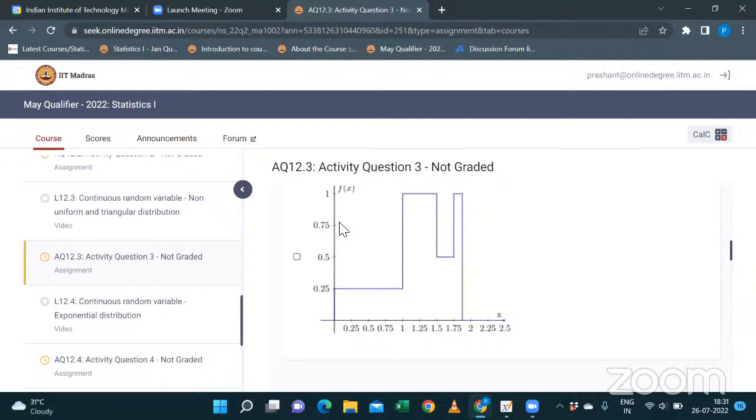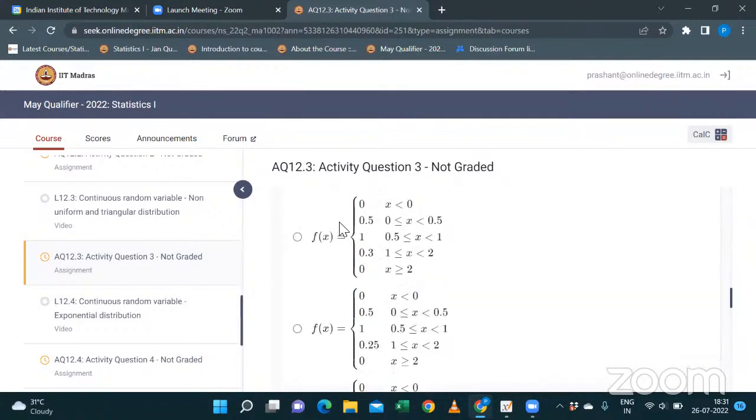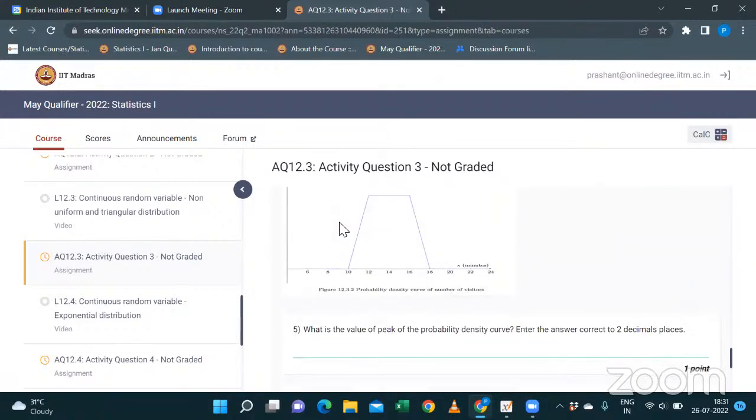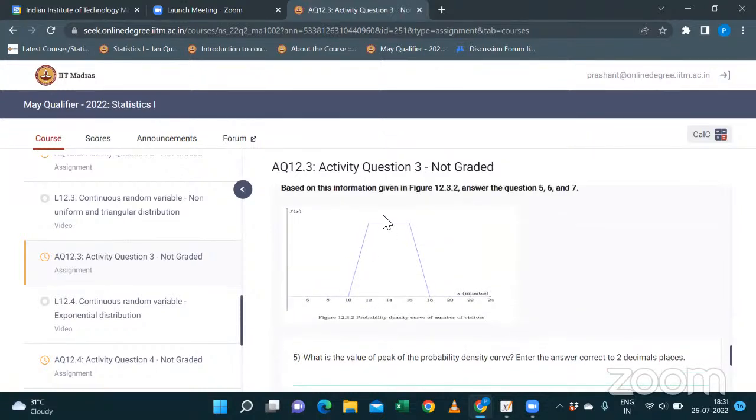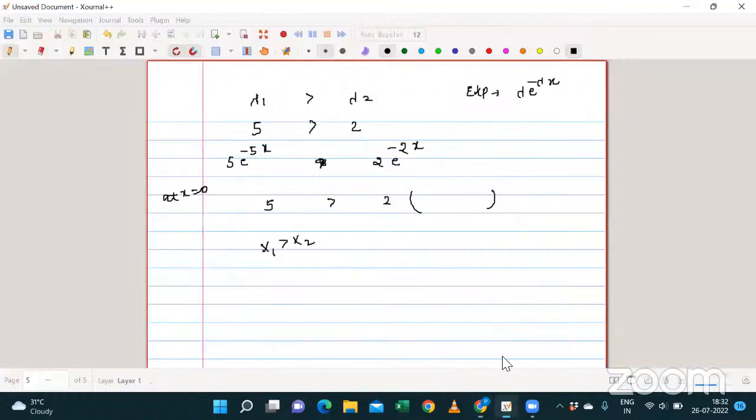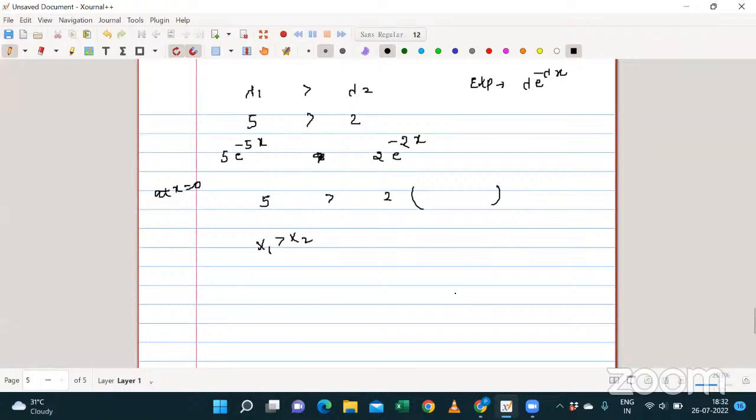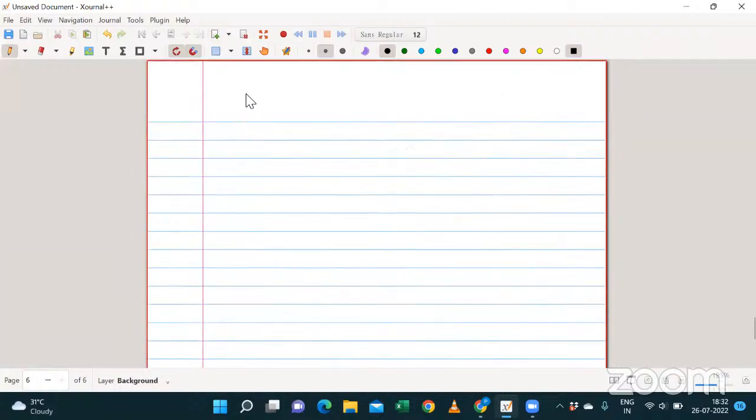Hello. Yes, sir. In the same exercise 12.3, please go to question number 5, sir. This one. To find out the peak value, I added all the areas and equated to 1, sir, but I didn't get the answer.